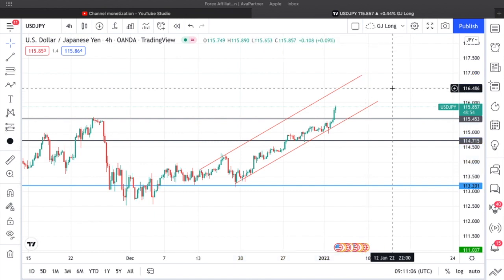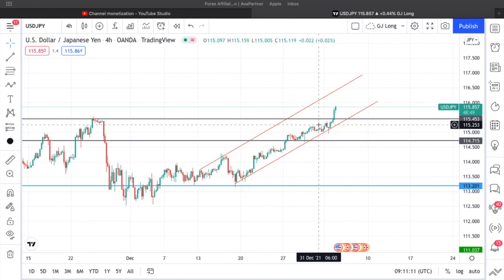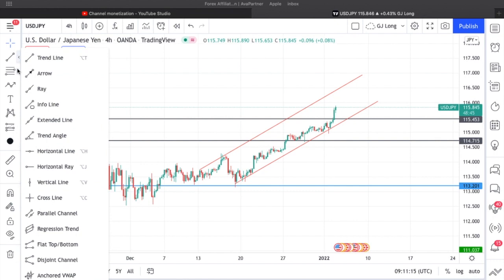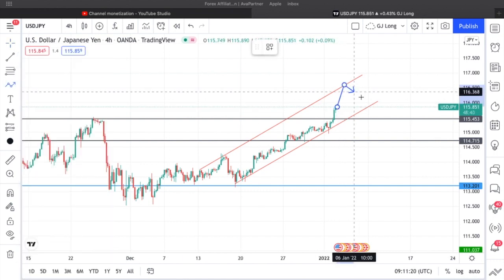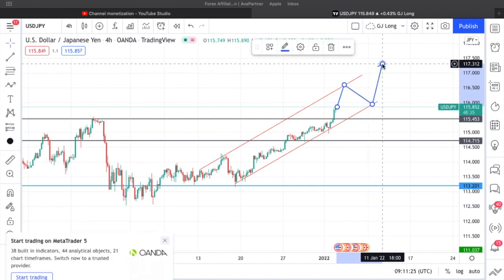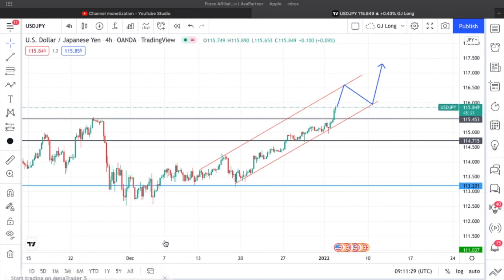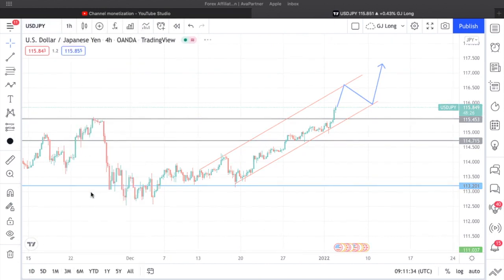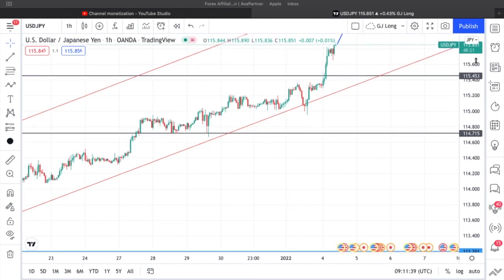So based on the daily time frame, we were able to notice that it has broken out of the resistance level, which is level 115.453. So with that breakout, we're anticipating that there will be a continuous move to the upside. Okay, but before that happens, we'll anticipate a pullback. So there will be a push, a pullback, and then a continuation. So that's what I'm anticipating is going to happen with the USDJPY.